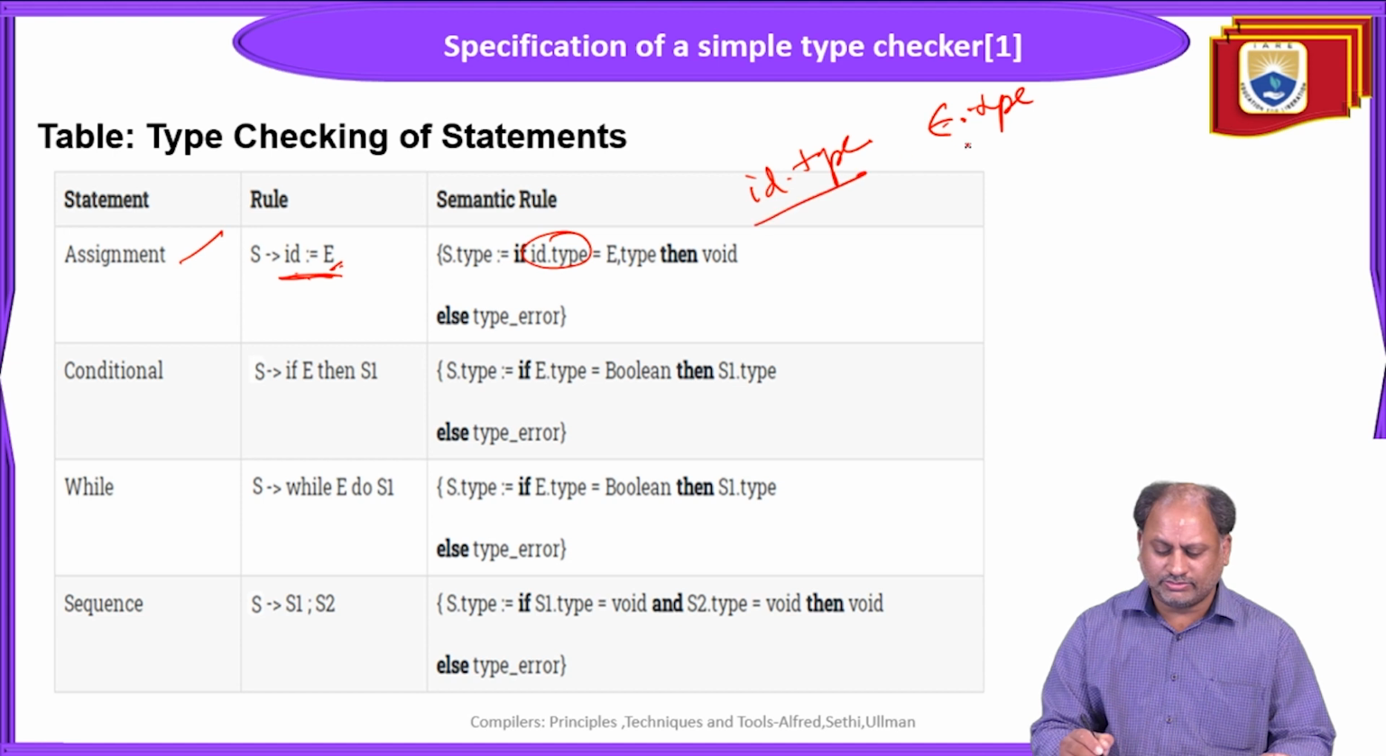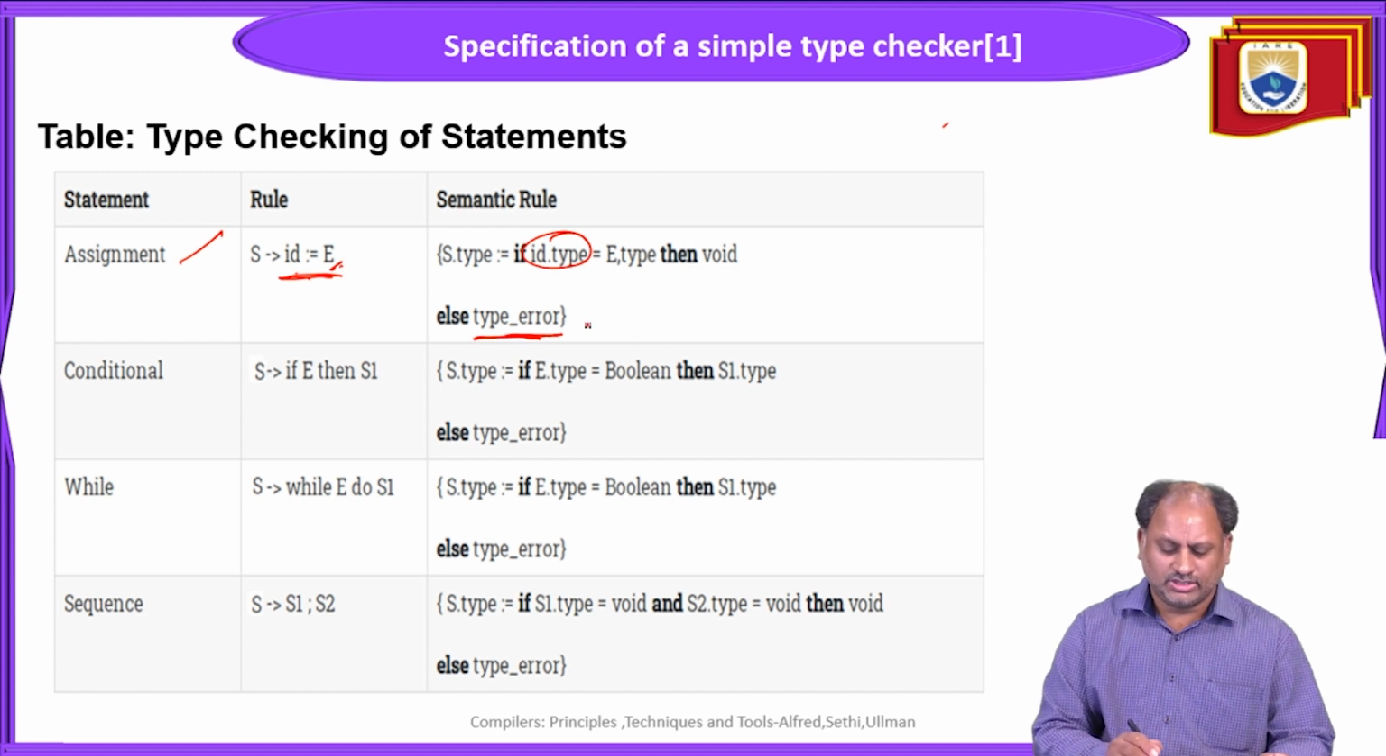Identifier type and E dot type: if both are of the same type, suppose the identifier type is integer and E dot type is integer, then it returns int. Otherwise, it returns an error. If it doesn't return anything, then it returns void. Any other case gives an error, which is described as type_error.